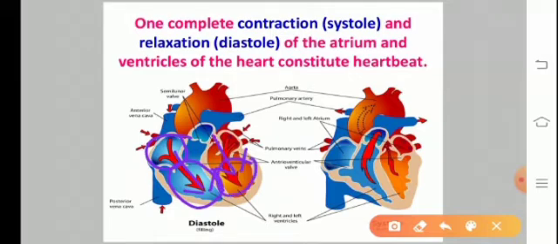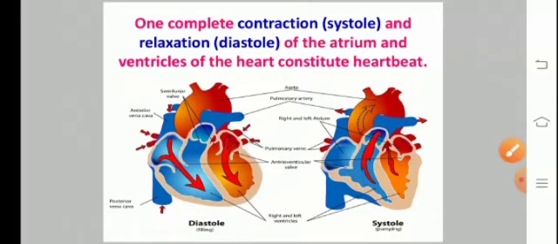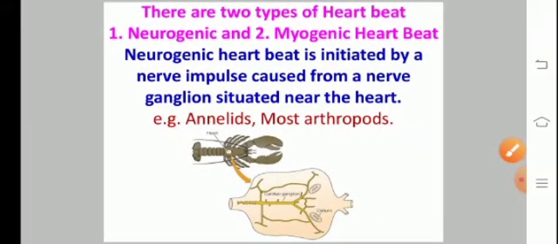So both the chambers receive the blood. Next, when these ventricles contract, or this is ventricular systole, blood is pumped into the lungs and into the aorta. At the same time, the auricles receive blood due to auricular diastole. This constitutes one heartbeat. There are two types of heartbeat.